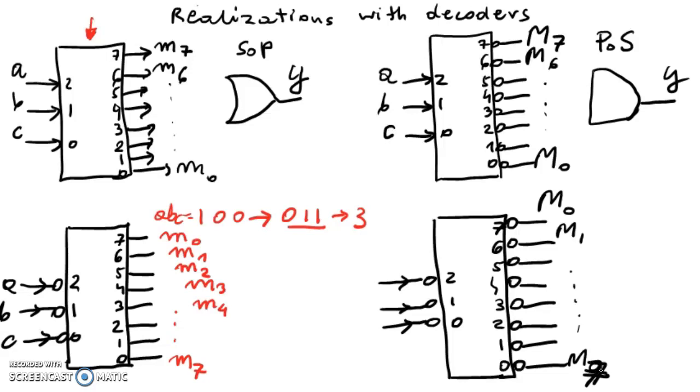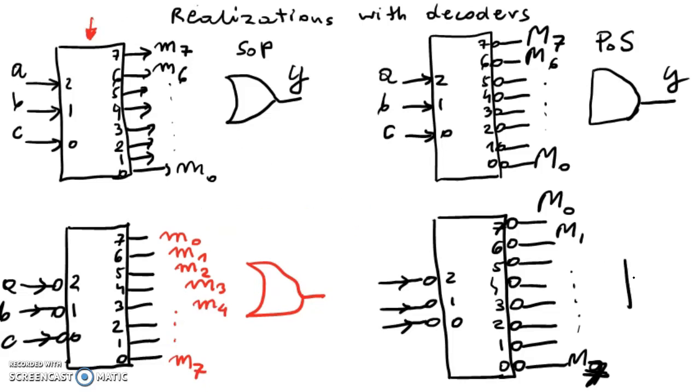Maxterm 7. So similarly, you can use an OR gate here, because minterms must be ORed. And in the last case, if you have maxterms, you also use an AND gate to get Y.